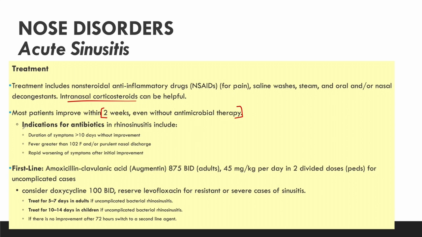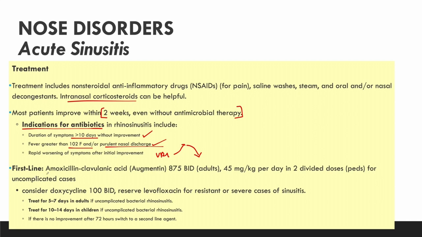However, there are some indications for antibiotics. The first indication would be the symptoms last greater than 10 days and they're not getting better, and we give antibiotics. The patient has fever of greater than 102 or they have purulent nasal discharge, we give them antibiotics. And third, if they fit that profile of having URI symptoms, getting better, and then all of a sudden, boom, getting worse after initial improvement, that is classic of bacterial sinusitis, and we give antibiotics.